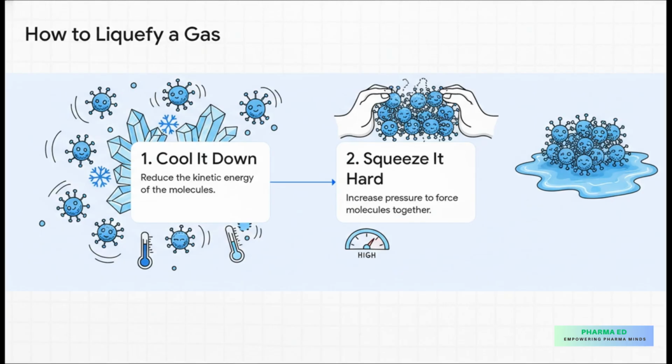Then you squeeze it hard. You crank up the pressure to force them all closer together. And once they're slow enough and close enough, those sticky intermolecular forces we talked about can finally take over, and boom, you've got a liquid.